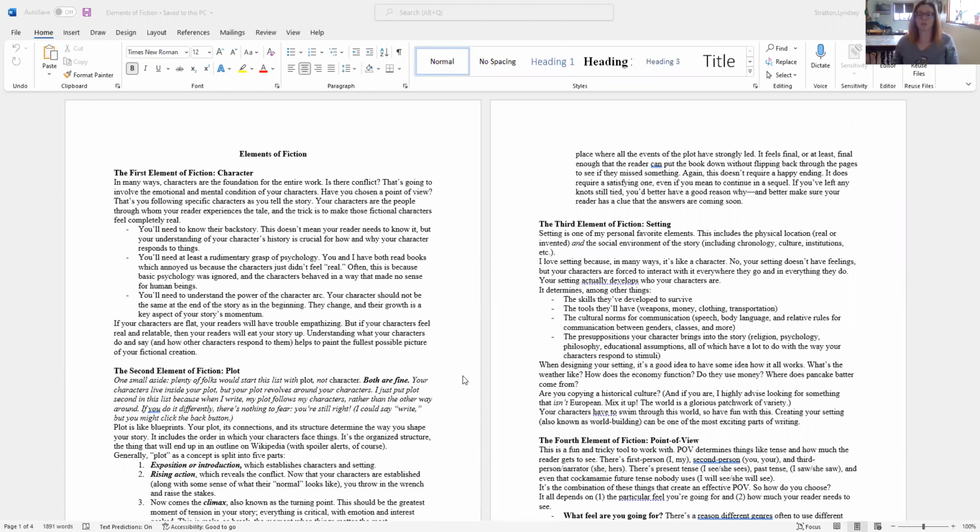So your first one is going to be characters, okay? You can't essentially have much without having a character, or at least 2 characters. When you have these characters, you have to have a backstory. You need to have some type of grasp of psychology, and you have to understand their character arc, which means, are they going to remain the same?